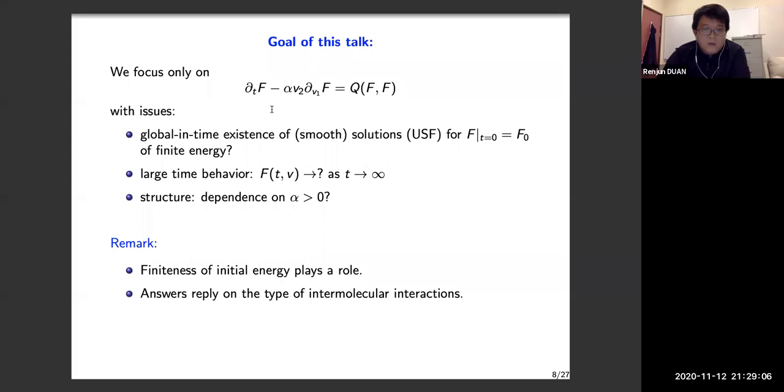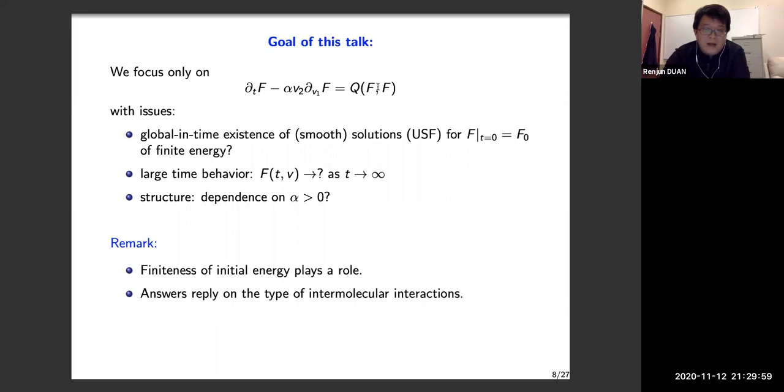And also the type of intermolecular interaction will play a role in the analysis. For instance, if you look at this shearing force balanced by this collision term, because this is spatially homogeneous, those functions only depend on the velocity. So in order to have a solution, we really have to consider the balance of these two terms in case the velocity is very large. This term is, for instance, of unit order, because you take one derivative and then multiply by one velocity. So for large velocity, this is somehow unit one.